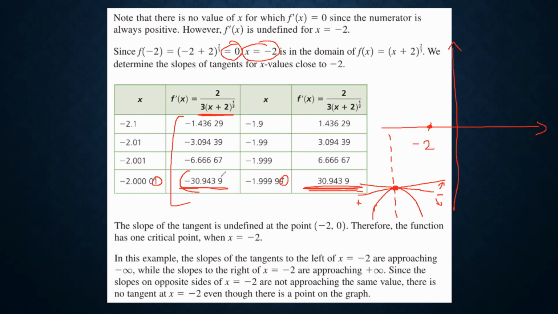And what do you see here? Nothing like that here. It just jumps. It jumps from negative 30,000 to positive 30,000. Does it make sense? It still makes sense. We still know where the function goes, whether it's increasing or decreasing, right?